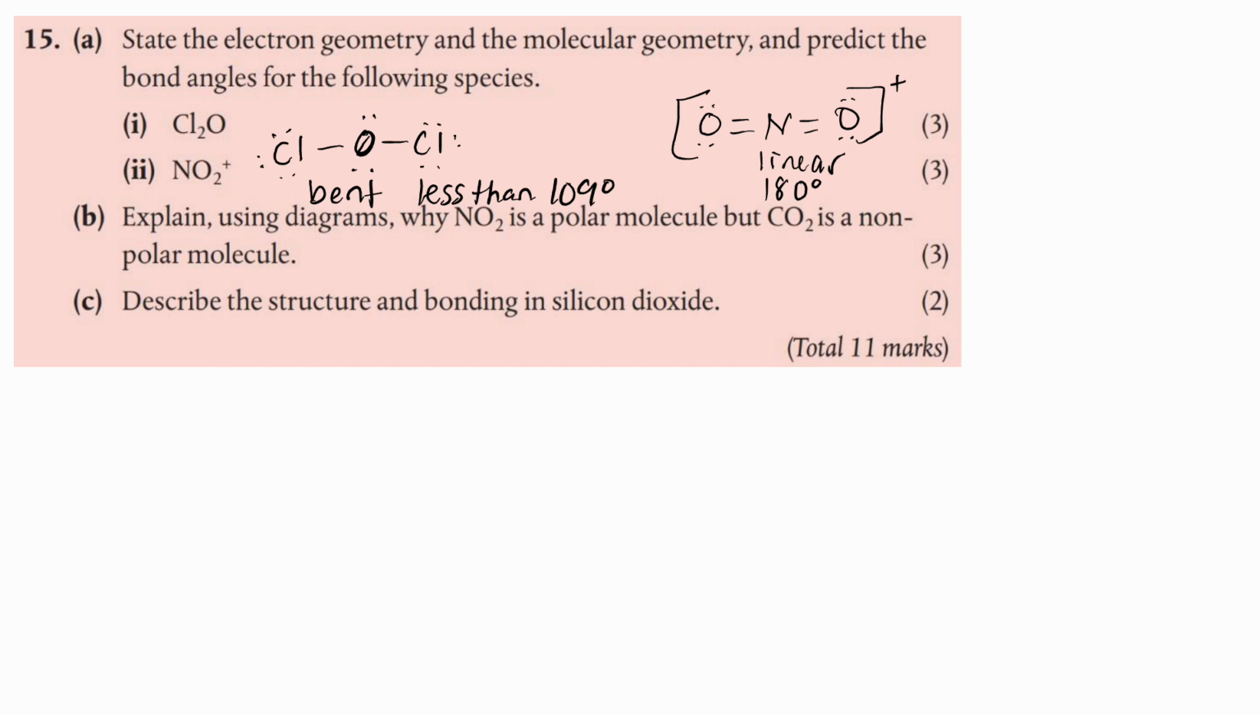Then it says for B, explain using diagrams why NO2 is a polar molecule, but CO2 is a non-polar molecule. So for NO2, that would mean that we have one double bonded oxygen, one single bonded oxygen, but the charges balance out to 0. However, when we look at the dipole on this, the dipole would be going down or not canceling out. This would be a polar molecule. And then for CO2, the dipoles cancel each other out, which is why it is a non-polar molecule.